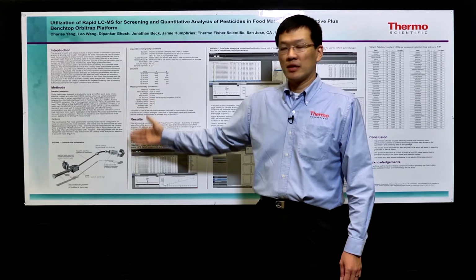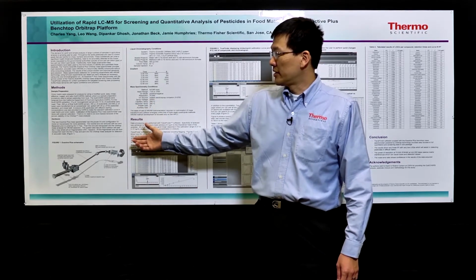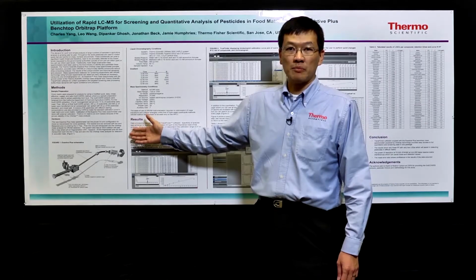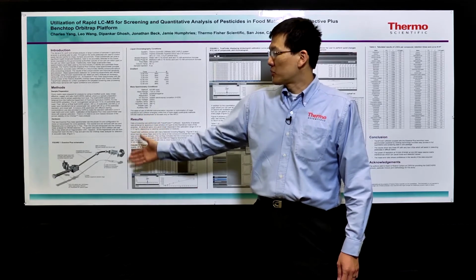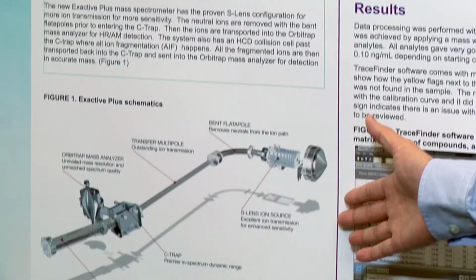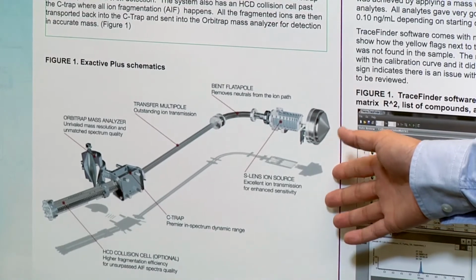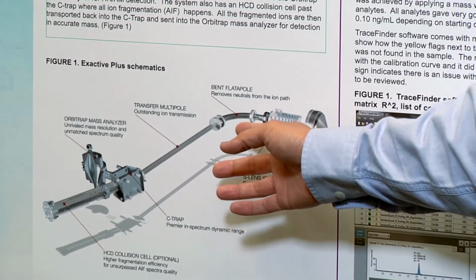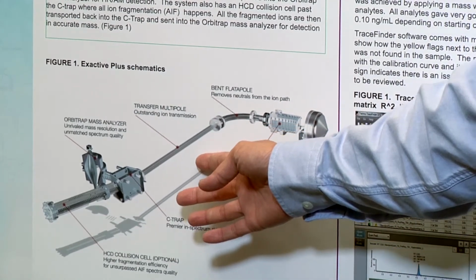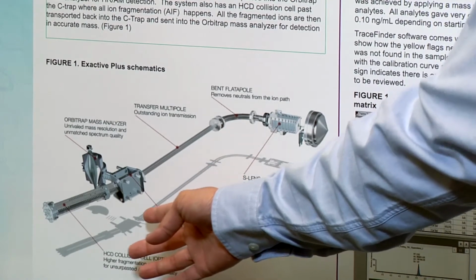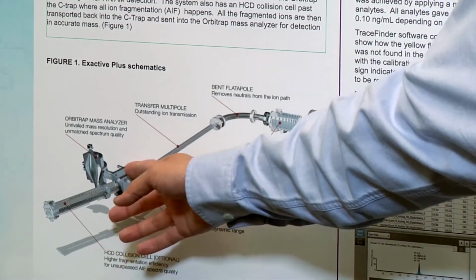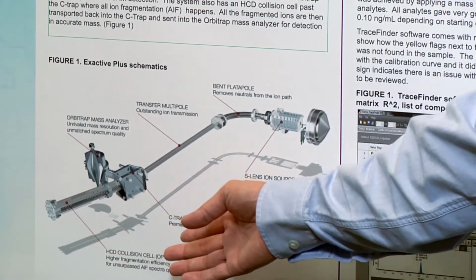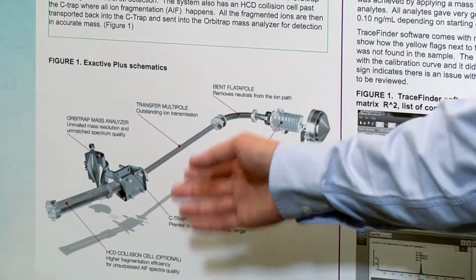As we go through the method here, we can see that the sample prep is done by QuEChERS, which is a technique that is used a lot by food safety labs right now, as well as the hardware, which is the Exactive Plus. Here you can see from the diagram the Exactive Plus where we have the S-lens, and then the ion beam goes through the bent flatapole, then through a transfer ion, and then into the C-trap, and then into the Orbi. We have an HCD cell behind the C-trap where all the ions are fragmented and then transferred back into the C-trap and into the Orbi.